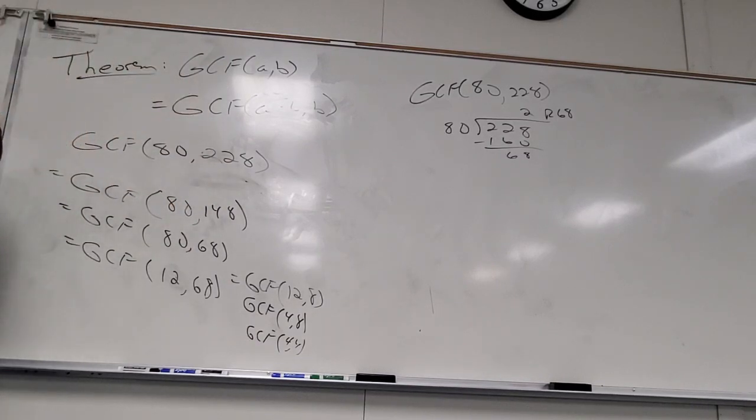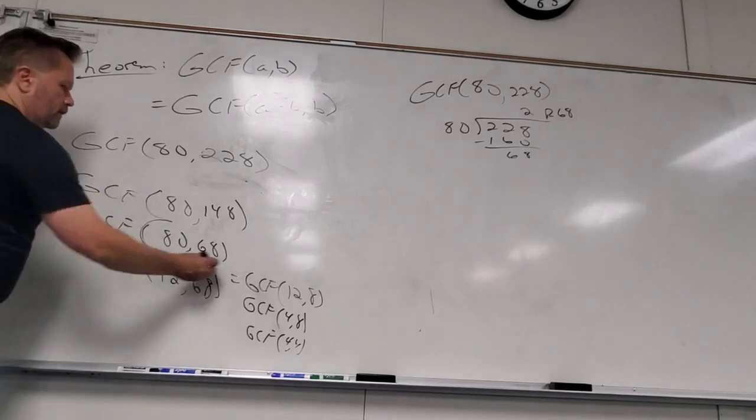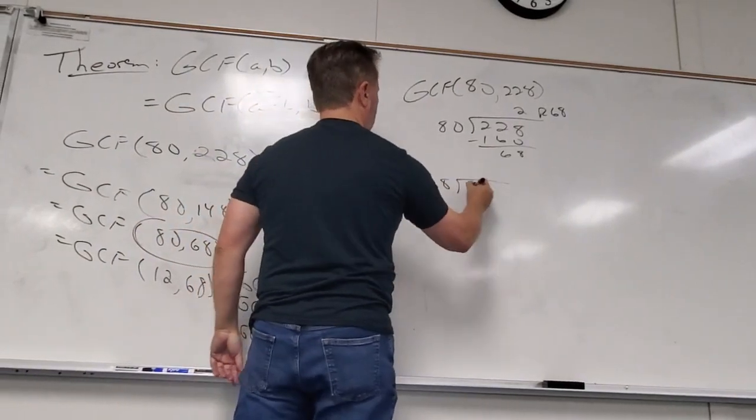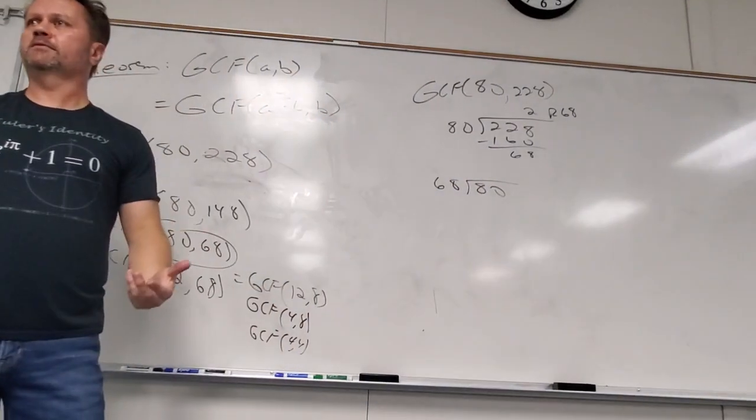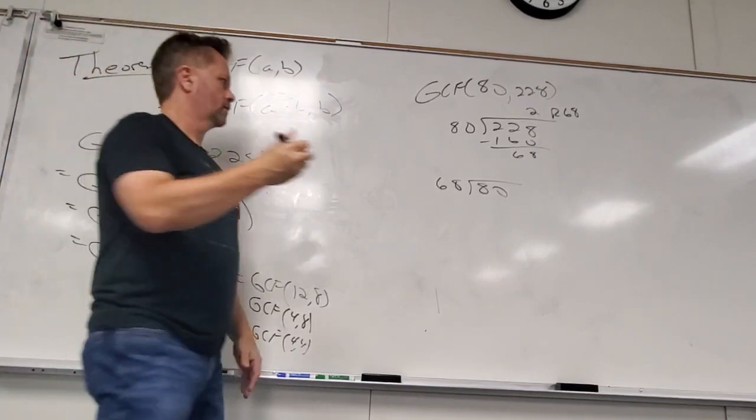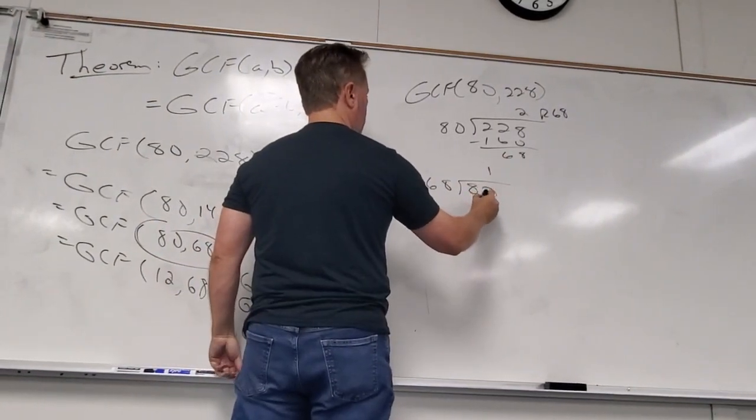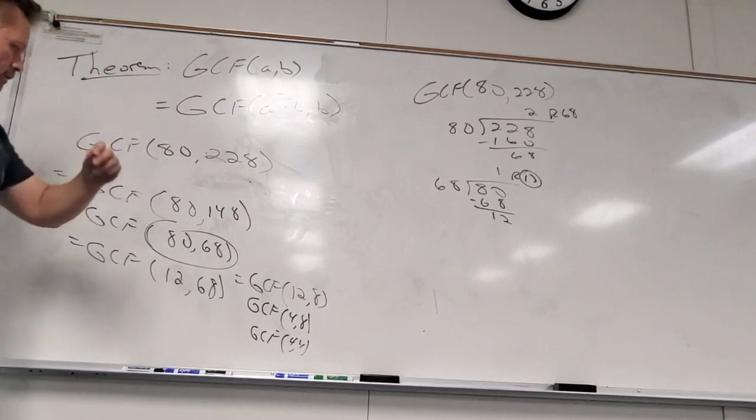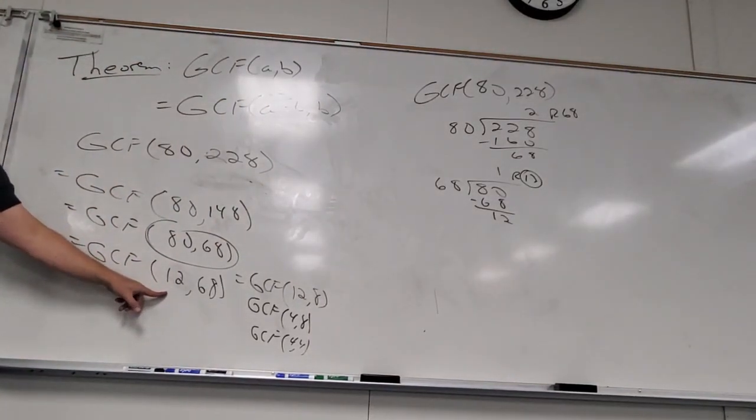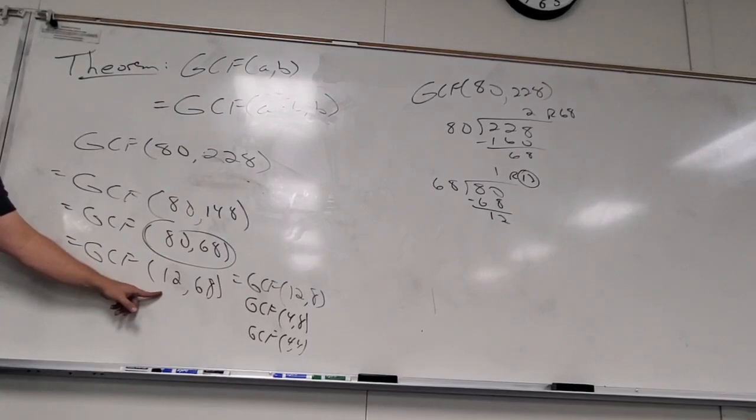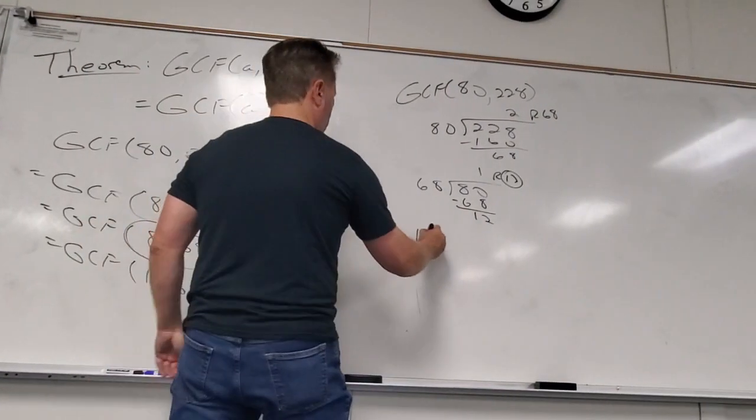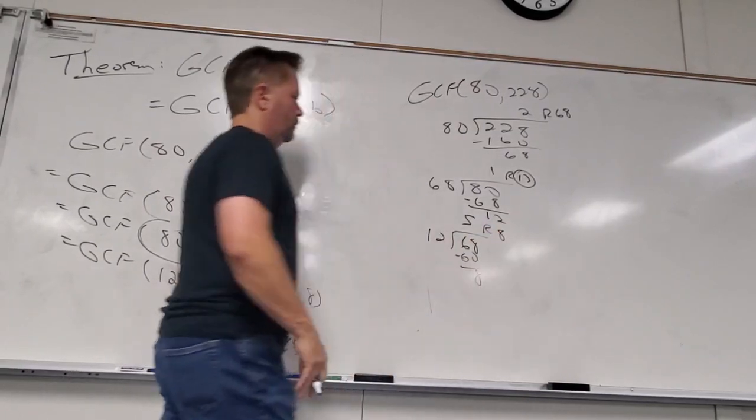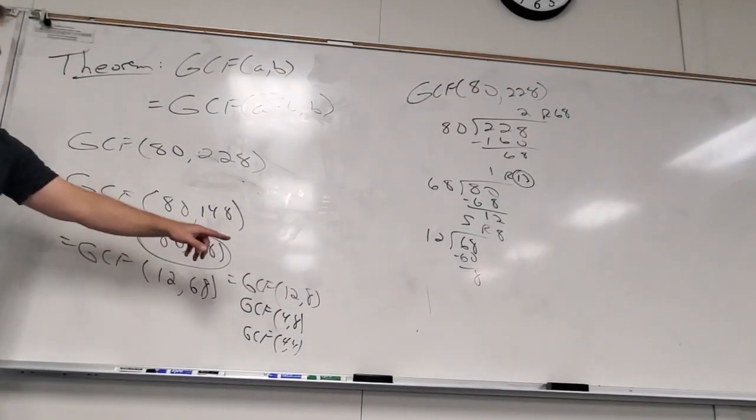Are you guys kind of with me? So now I'm going to take 68 and divide it into 80, but that only goes once. But if I do that, now my remainder is going to be 12. So now I am here. And then again, I could do 12 into 68. That goes 5 times, which is exactly that last thing I just did, because I did 5 12s. So now I am here.